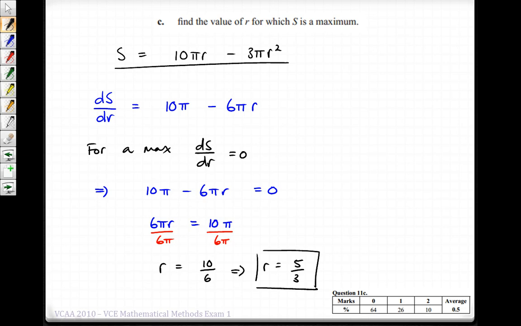That's worth 2 points, so I don't think we need to go into too much detail. From this equation here, we should be able to see that it will indeed be a maximum, because this is a quadratic, so we're going to have a concave down parabola, and that stationary point maps with the top of that parabola, the turning point at r equals 5 on 3. So that's the answer to this question.